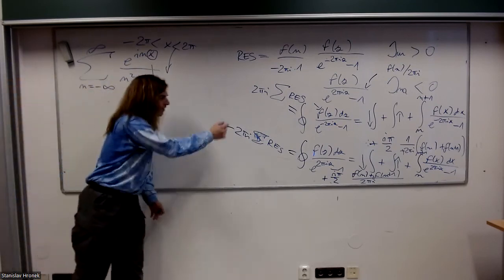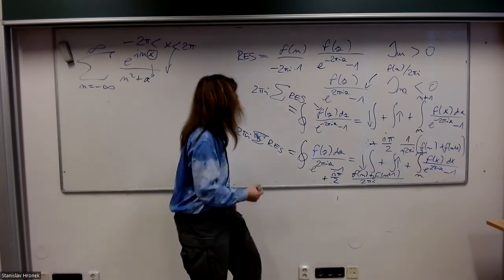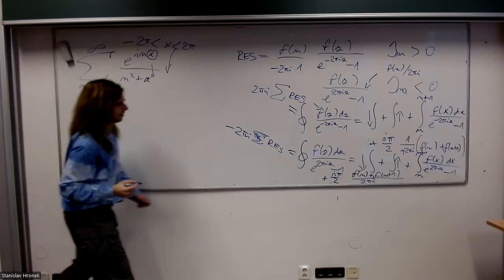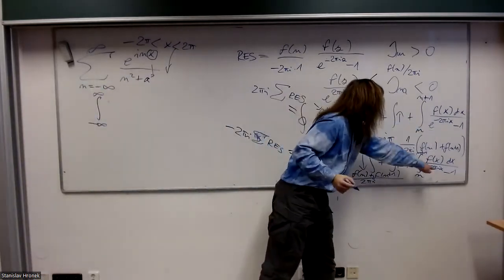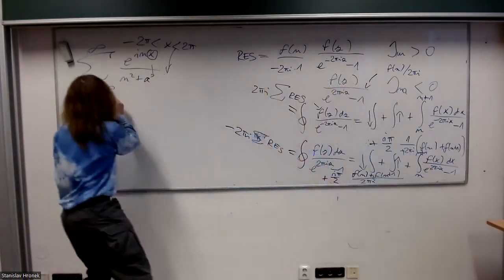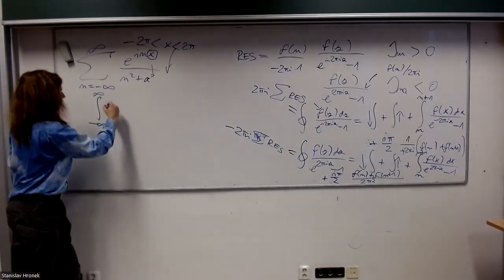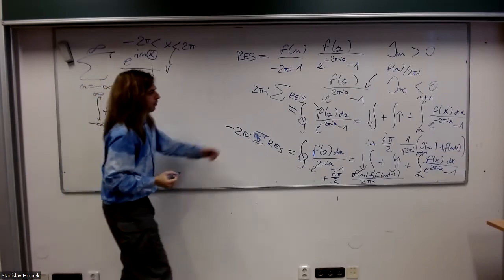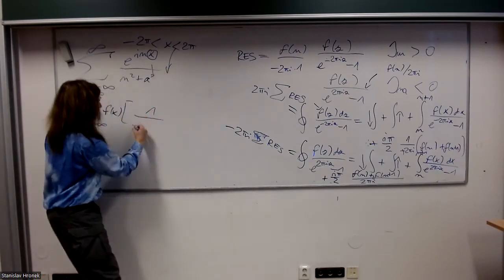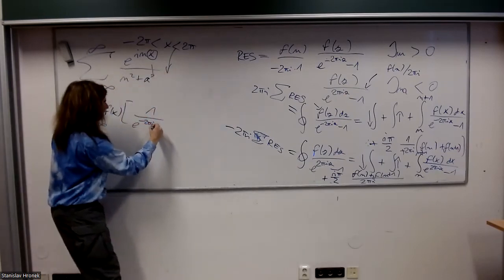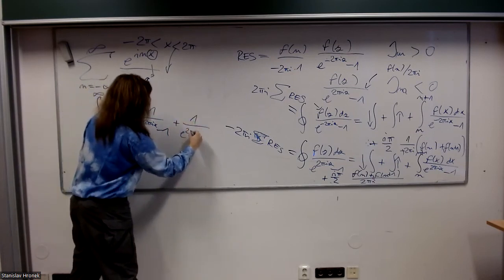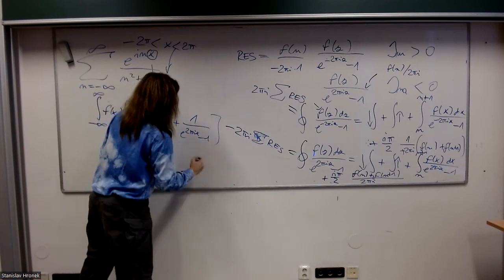So now after adding, we just get the integral from minus infinity to infinity from this and from this. So here we have f(x) in both of them, and one of them has 1 over e to the minus 2 pi i x minus 1, and the other has the same thing but with a plus.